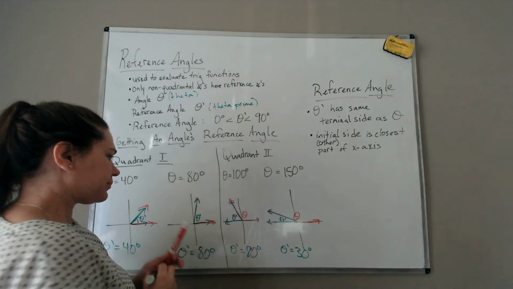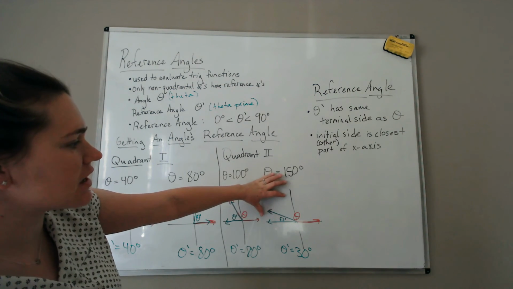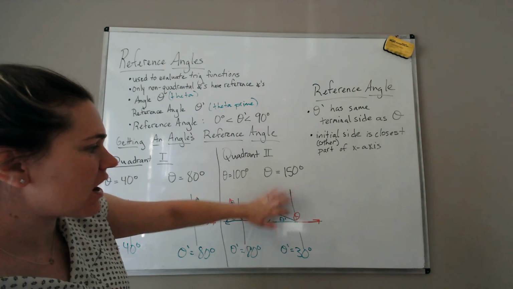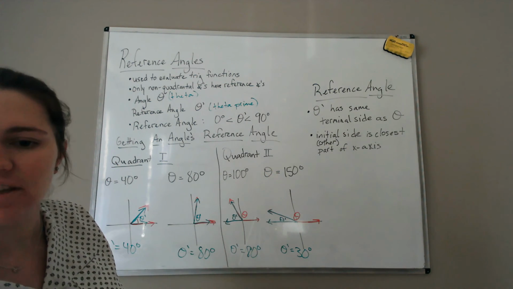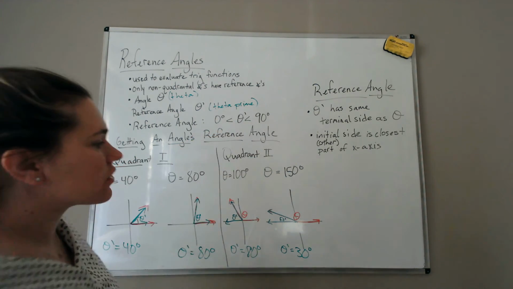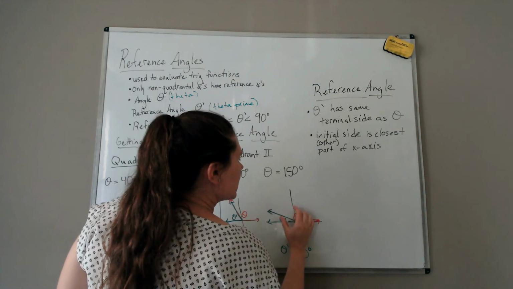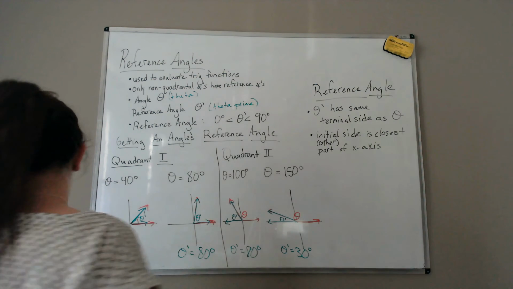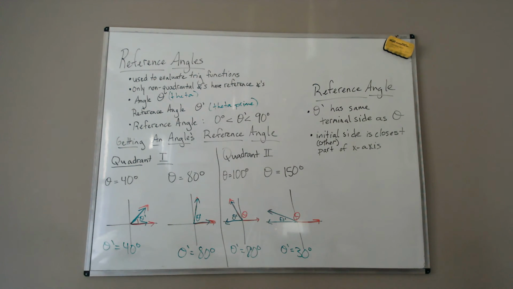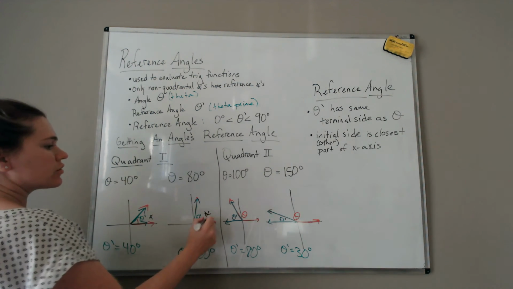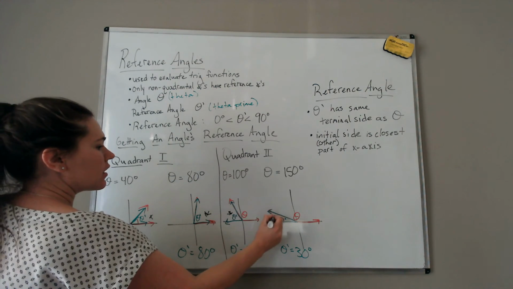So notice, if you're going to be inside a quadrant, and you're going to take the terminal side and go to the closest x-axis, that's why your reference angle is sandwiched between 0 and 90 degrees, because it's always going to be somewhere between 0 and 90 degrees. Okay, so that's quadrant 2. So notice, in quadrant 1, your reference angle was here, okay? In quadrant 2, your reference angle is here.